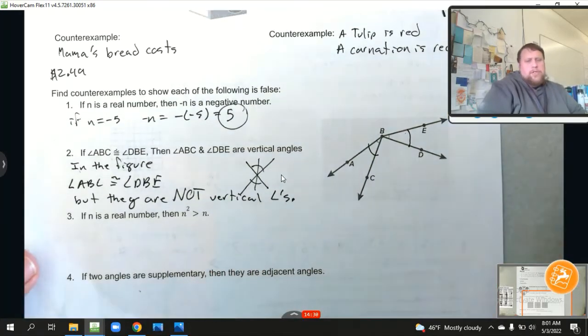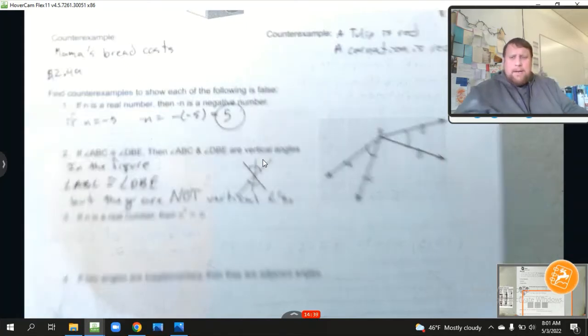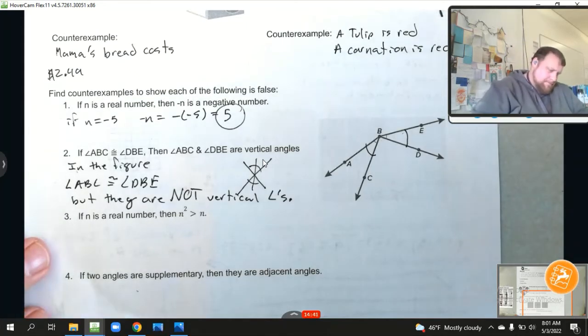How about the next two? Why don't you try to read them, pause this, do it on your own, and then I'm going to go through them pretty quick. Ready, set, go. Just want to give you time to pause. All right, now I'm going to roll with it.